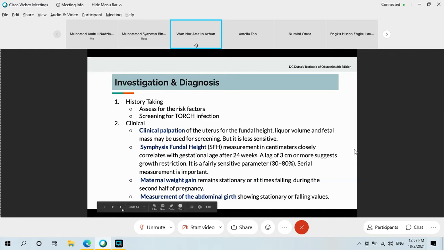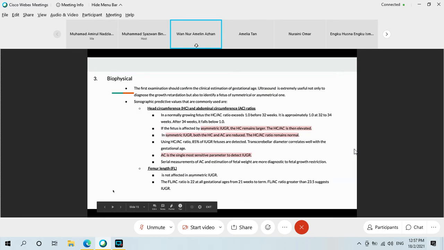Okay, next. This is biophysical. The first examination should confirm the clinical estimation of gestational age. Ultrasound is extremely useful not only to diagnose the growth retardation but also to identify whether the fetus is symmetrical or asymmetrical. How to do it? We can use sonographic predictive values, and the most common ones are head circumference and abdominal circumference ratio and femur length.